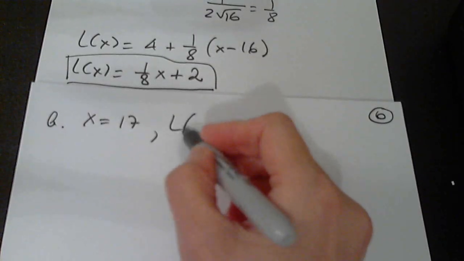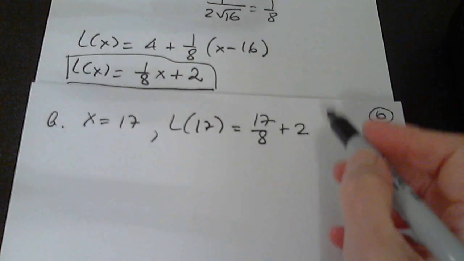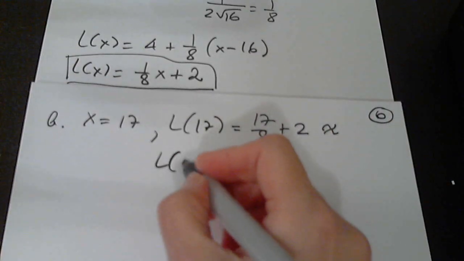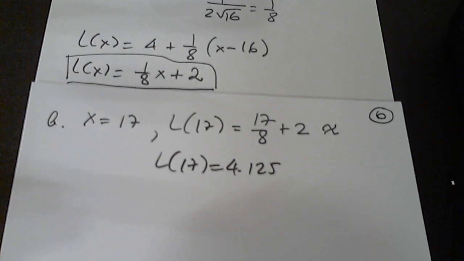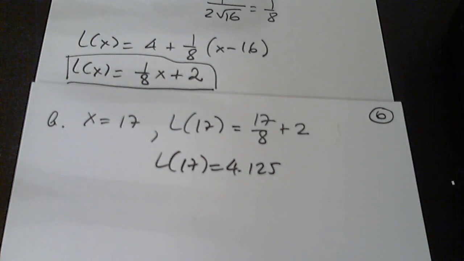So we are going to plug in x equals 17 in the linearization. So we have L of 17, which is 17 divided by 8 plus 2. And we will approximate this. Very good. Here it is. We have 17 divided by 8, and then plus 2. So 4.125. So L of 17 is 4.125. There is no need for the approximation symbol. Good. So that was part B.